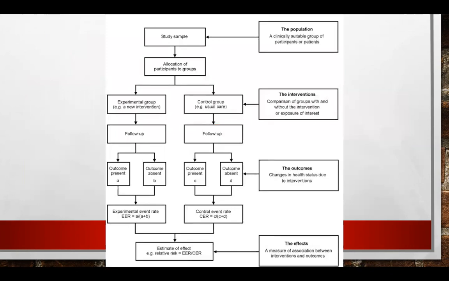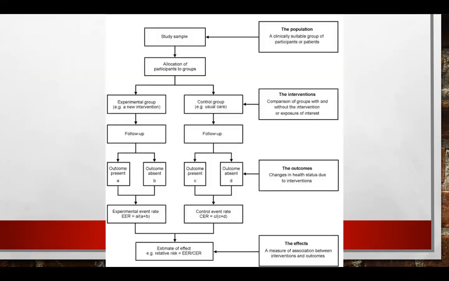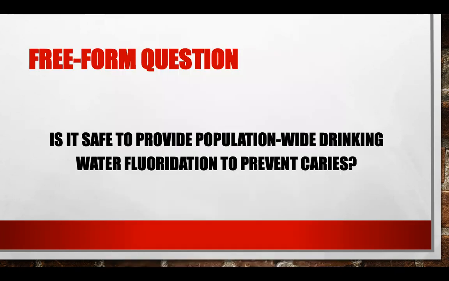So the question can cover population, interventions, outcomes, and effects. Basically, the example we have considered is public water fluoridation. These are the outcomes of the research question. If your question is covering the population, then this is how the question flows down to the final stage, effects, and so on.